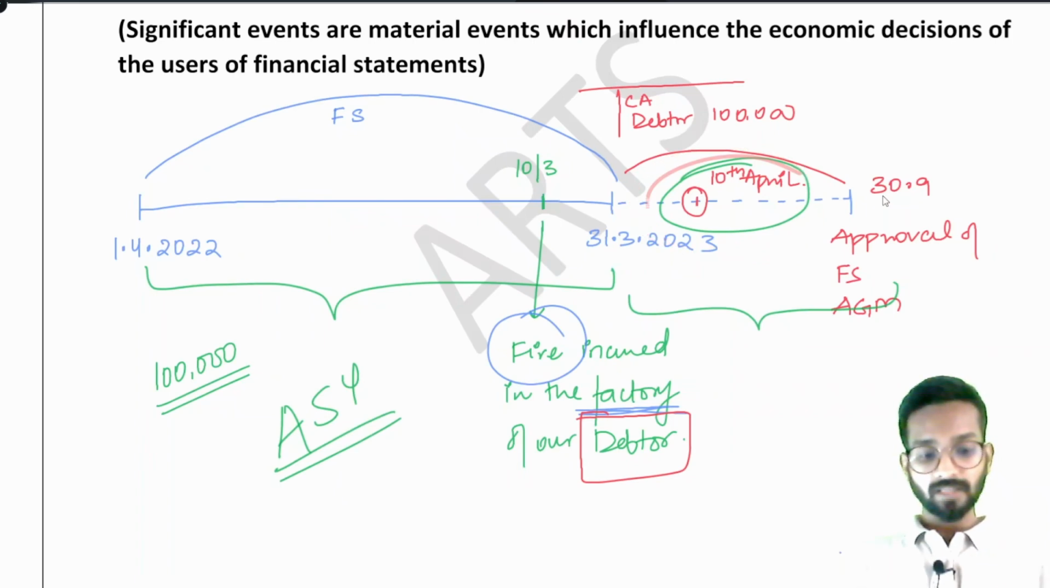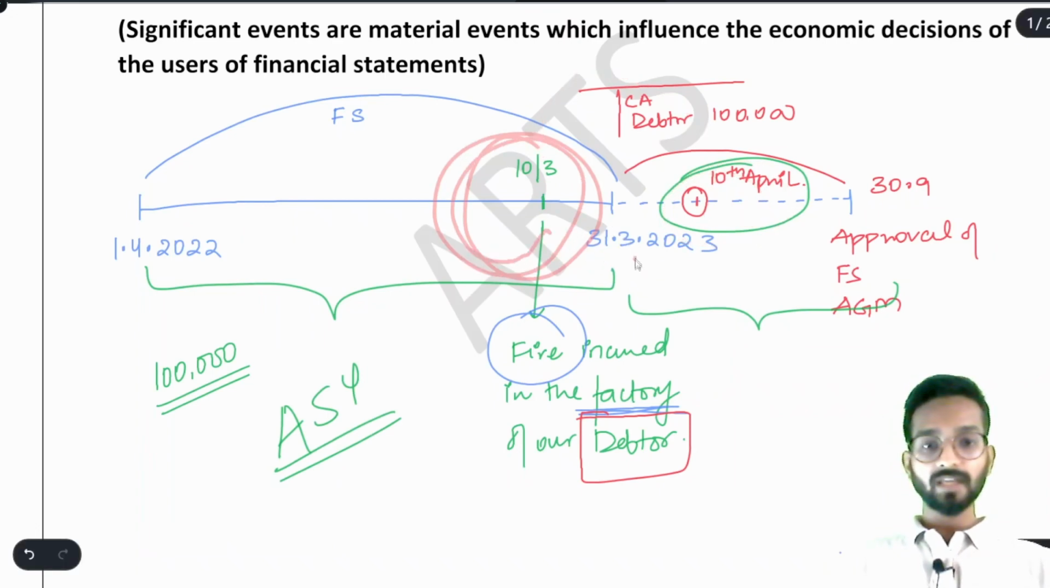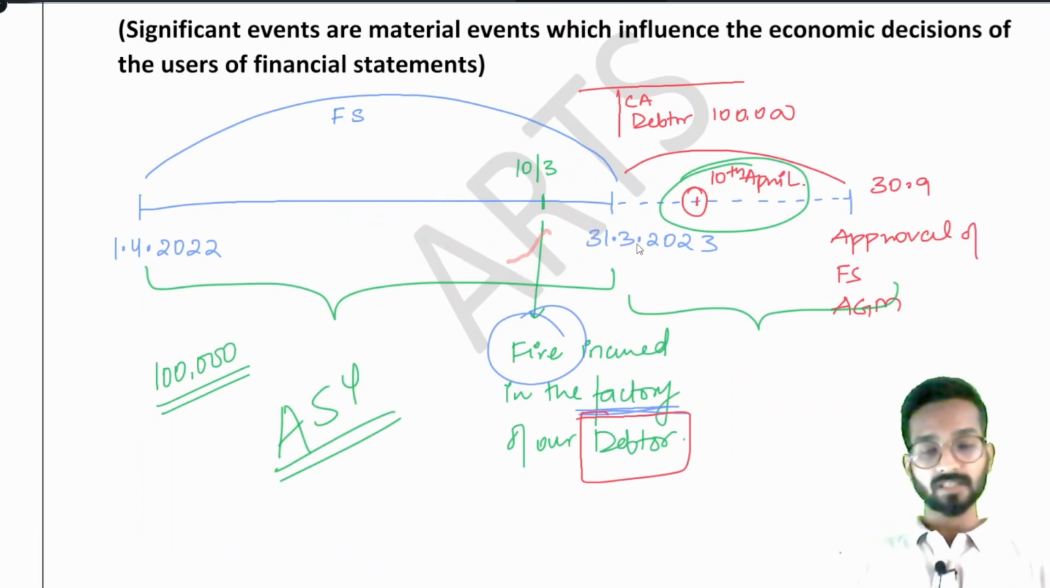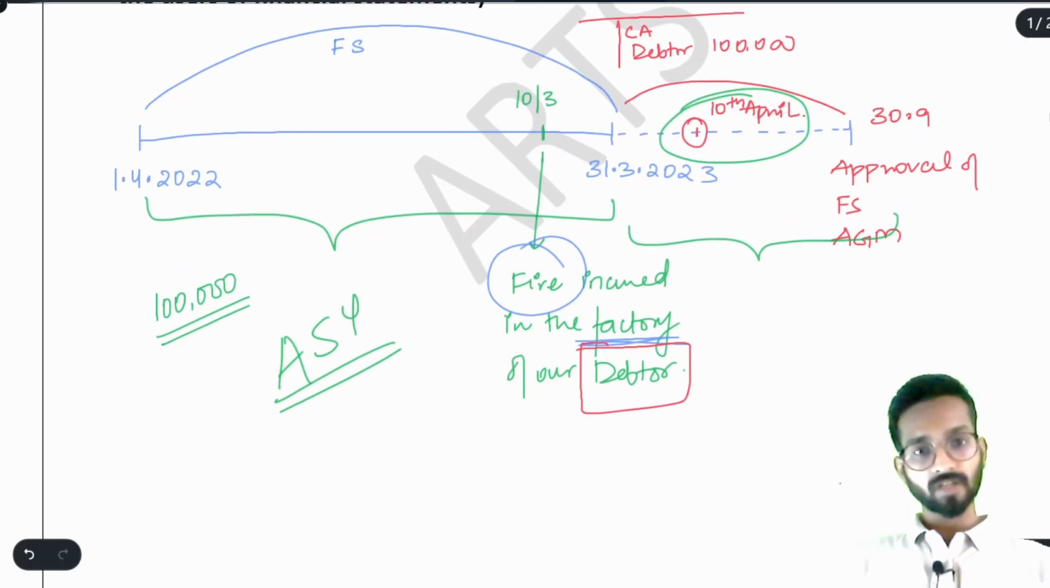AS4 tells us that for any event, if there was already a contingency before the date of balance sheet, then you have to give effect in the financial statements. That is your adjusting event. What does it mean? Understand. We know that the board of directors were confused. What are we supposed to do?